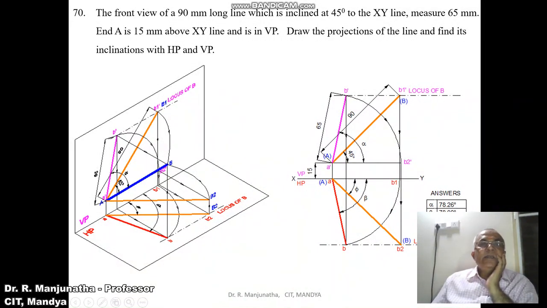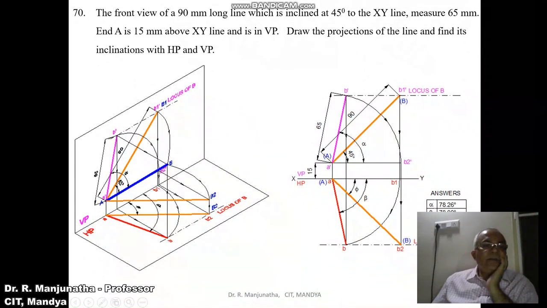And then he says the true length of the line is 90 mm long, which is inclined at 45 degrees to the XY. So from here you draw a line which is inclined at 45 degrees to a length of 90 mm, so that you will get the locus of B in the front view, which is at this point. So then once you know that, the front view distance is also given. So from here you measure radius of 65 and cut an arc on the locus of B in the front view. So you're going to get this point B dash.